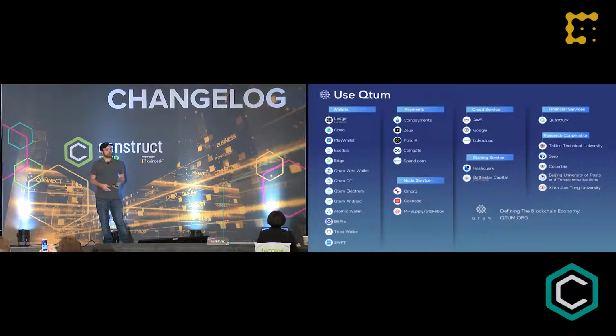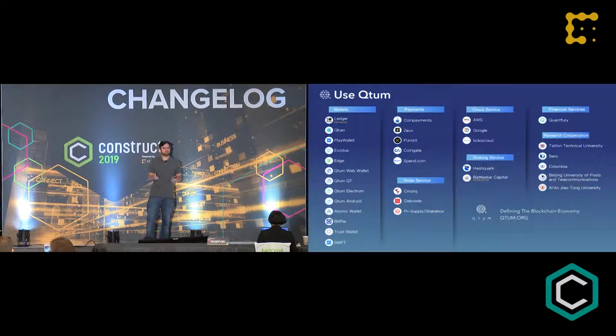So we've also had a big focus on payment providers to make integrating Qtum into your business for selling as simple as possible. And then we have node services and cloud services. Basically, these things allow you to more easily set up nodes. Full nodes especially are useful for developers, but they're also useful for businesses, for historical data and things like that.